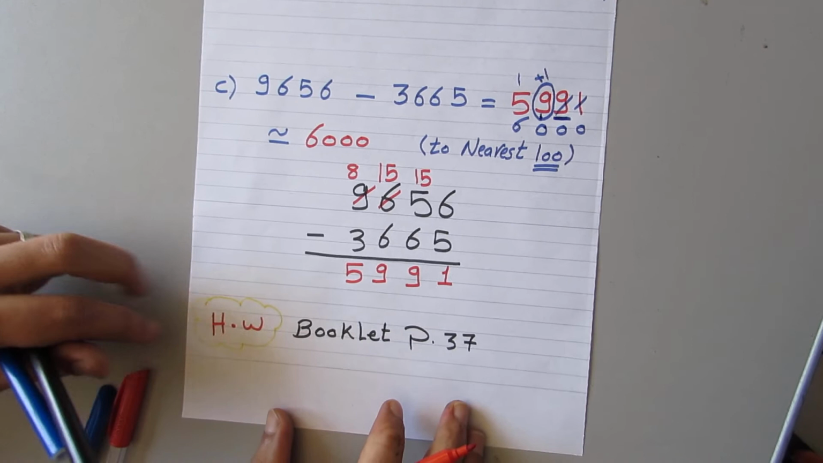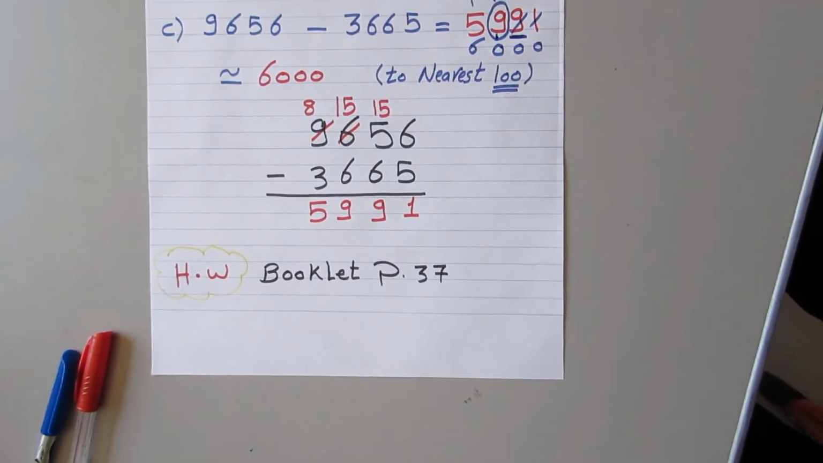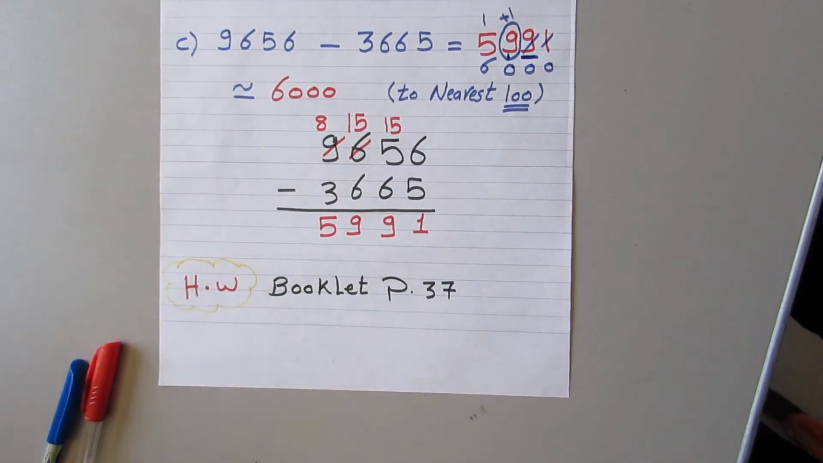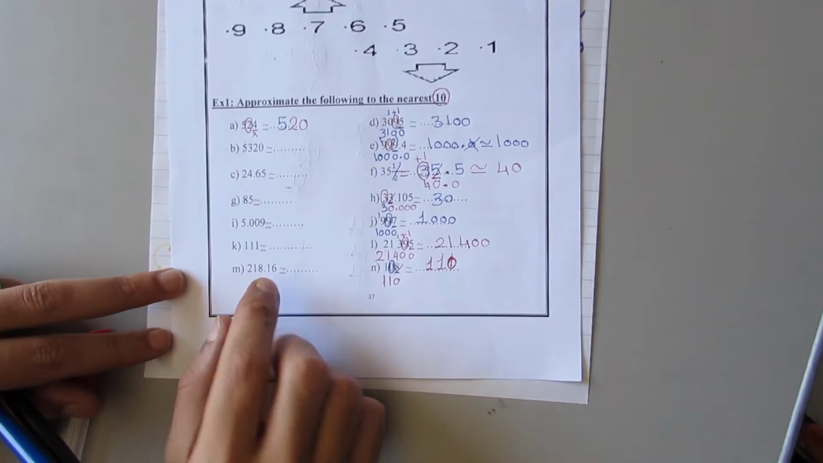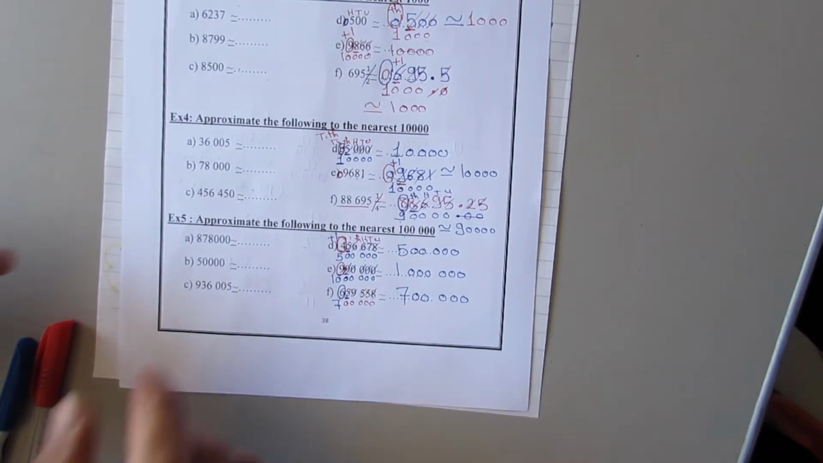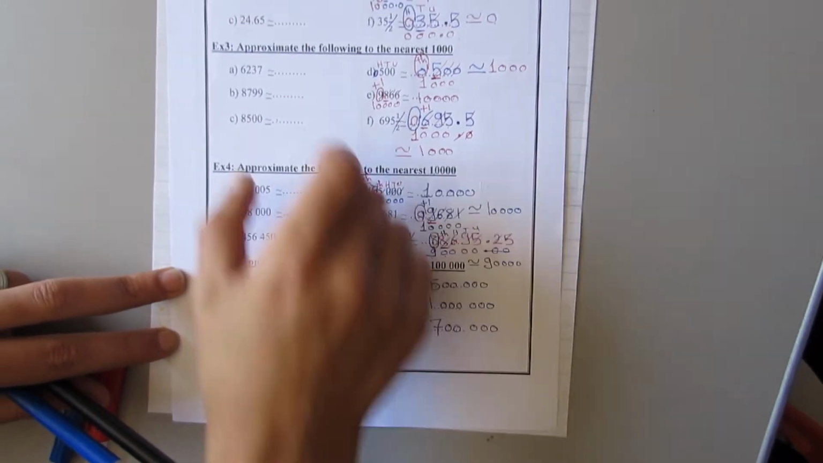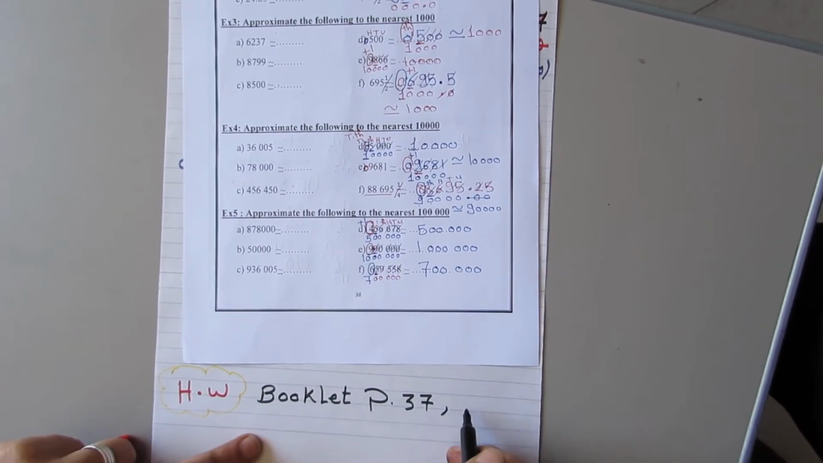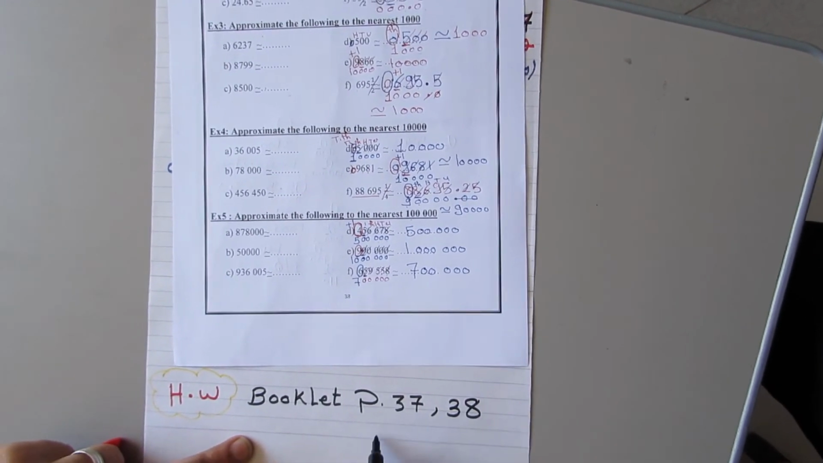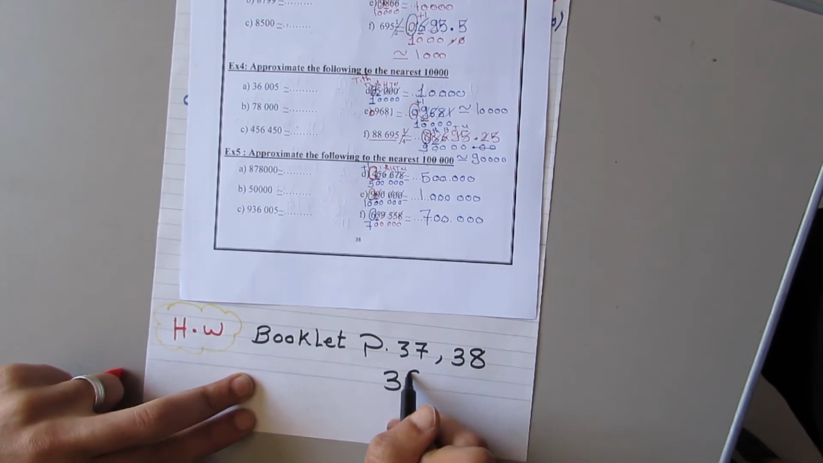So don't forget your homework. Your homework will be in page 37. We solved this row, so your homework is gonna be this row, and also your homework in page 38. We solved this row, so your homework is gonna be this row. So your homework is page 37 and 38, and the rest of page 39.